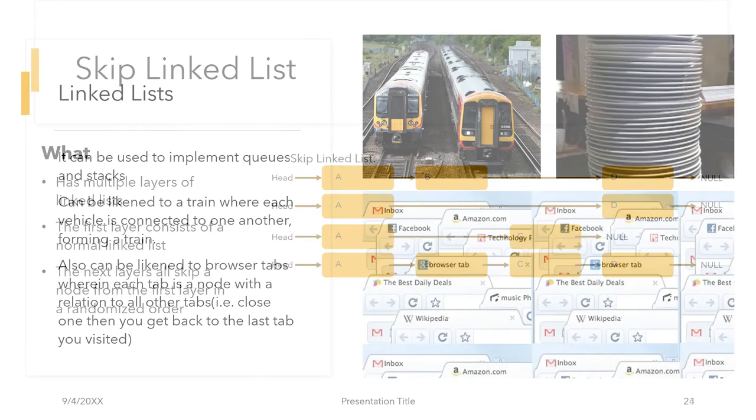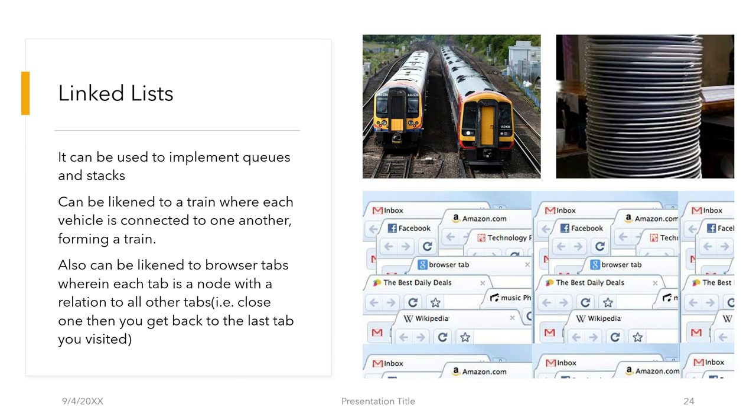Linked lists have many applications. They can be used to implement queues and stacks, which we'll talk about in the next lesson, and a linked list can also be likened to a train, where each vehicle is connected to one another, forming the train. It can also be likened to browser tabs, wherein each tab is a node with a relation to all the other tabs. For example, when you close one, you get back to the last tab that you visited.